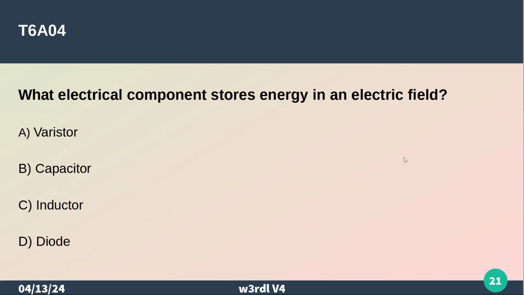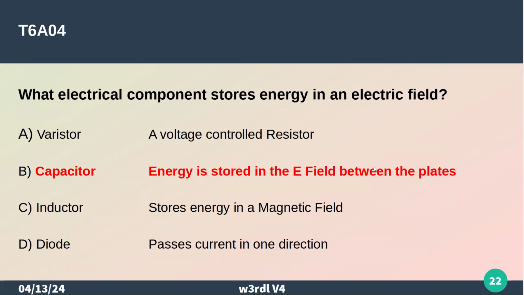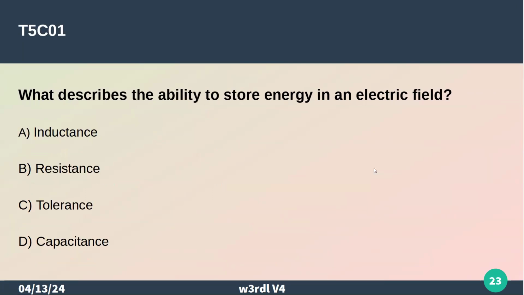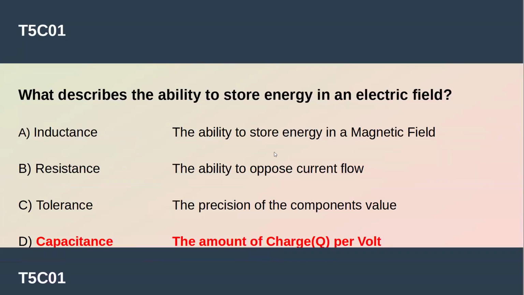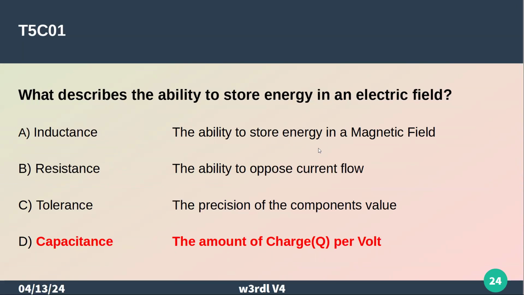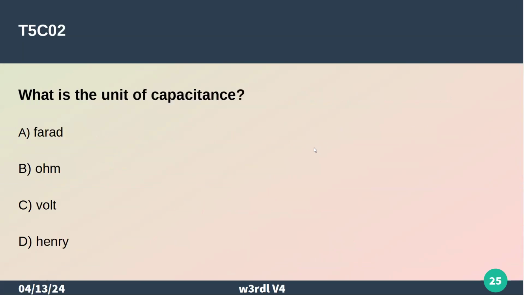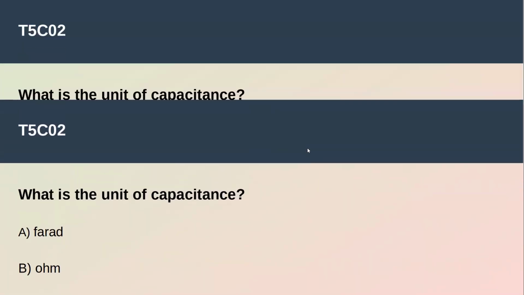What electrical component stores energy in an electric field? Bravo. What describes the ability to store energy in an electric field? Delta. What is the unit of capacitance? Alpha, the farad, named after Michael Faraday.